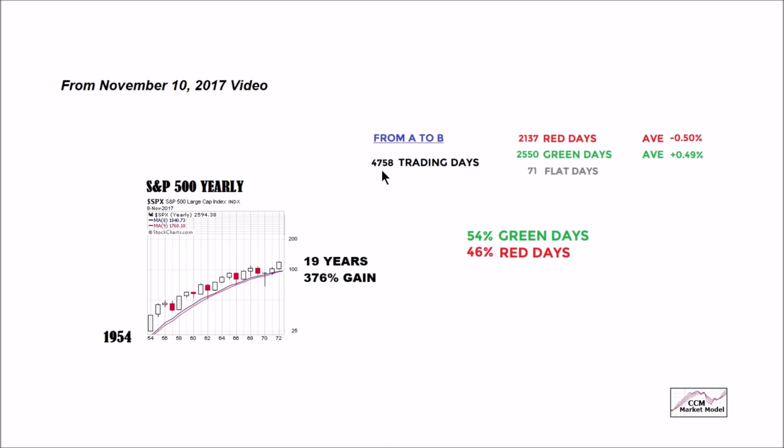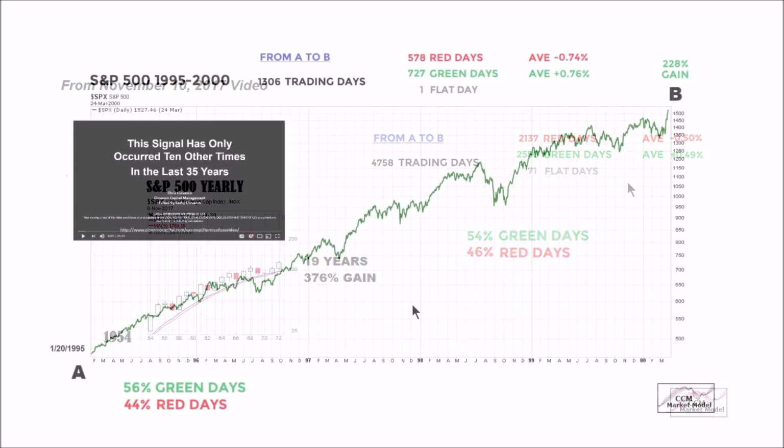There were 4,758 trading days in this 19-year period here. 54% of them were green. 46% of them were red. The average gain, roughly 0.5%. The average loss, roughly 0.5%. It's very, very easy to get lost in the day-to-day volatility if we're watching the market too closely.